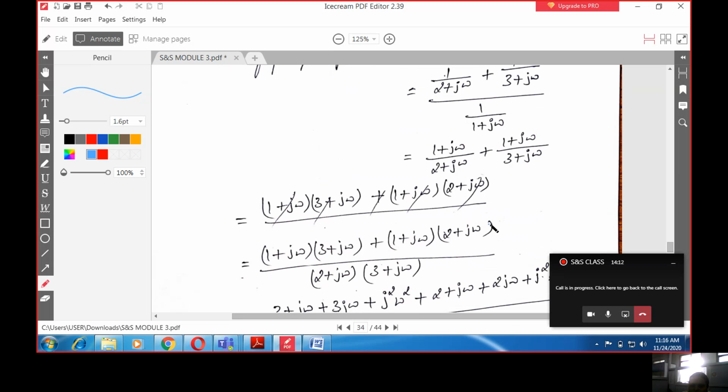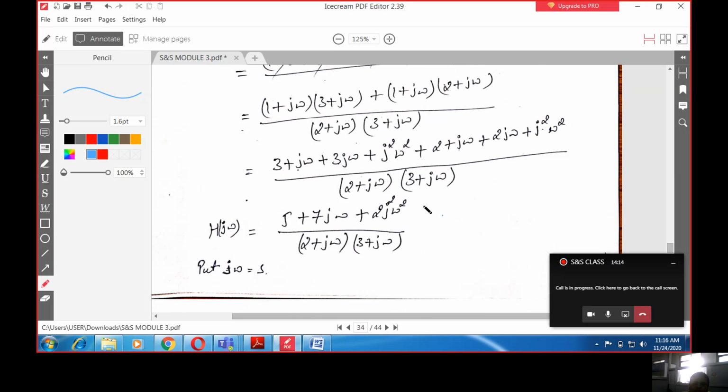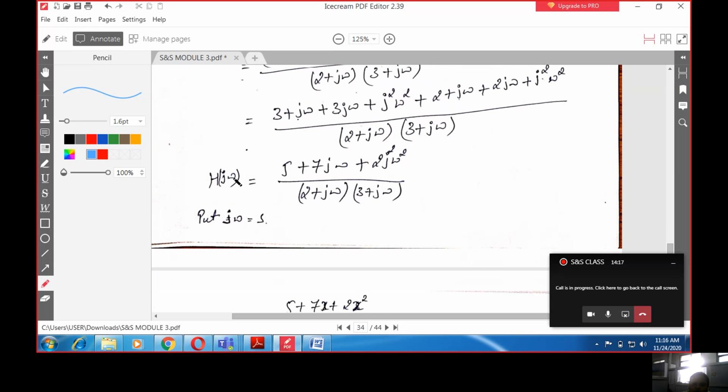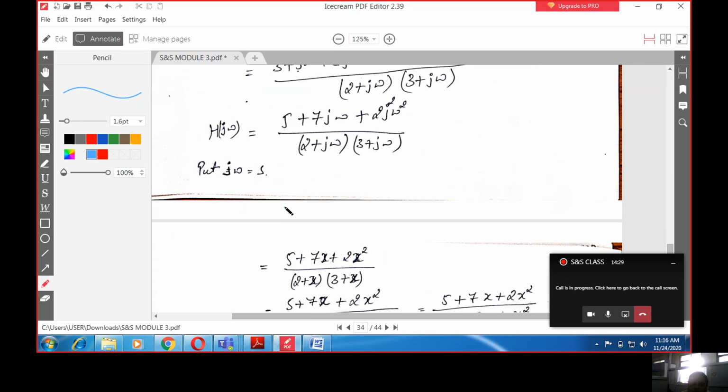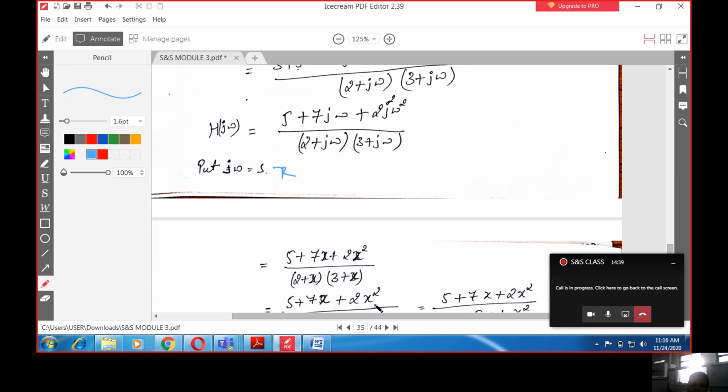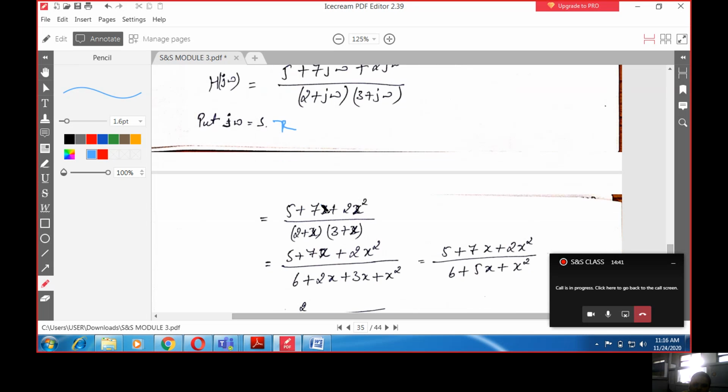Then take the LCM and do the simplification. You will be getting the equation as H(jω) is equal to (5 + 7jω + 2(jω)²) divided by (2 + jω)(3 + jω). Then here for simplification, put jω as s or x, you can write anything. Here I take x. Then I will be getting the equation as (5 + 7x + 2x²) divided by (2 + x)(3 + x).